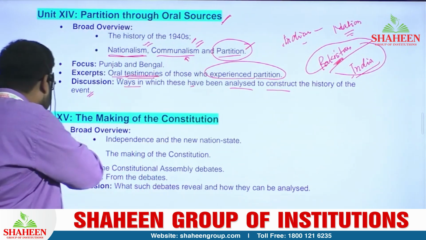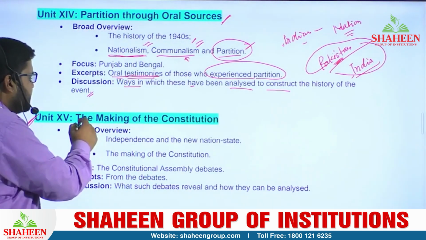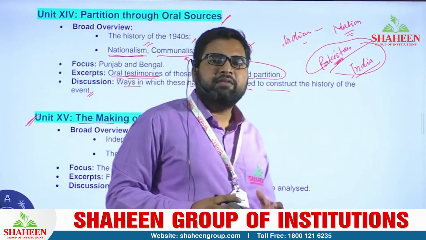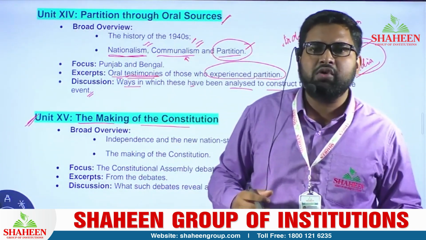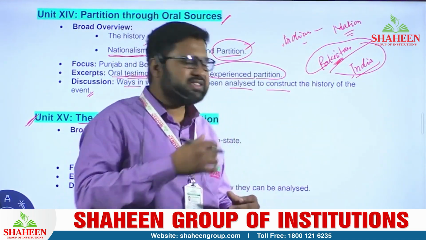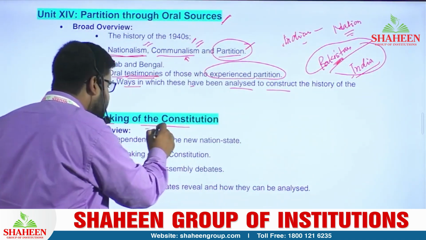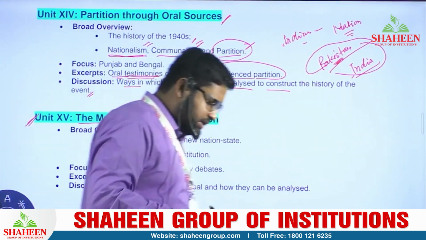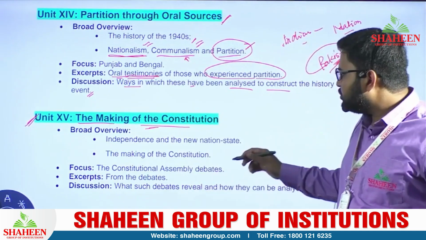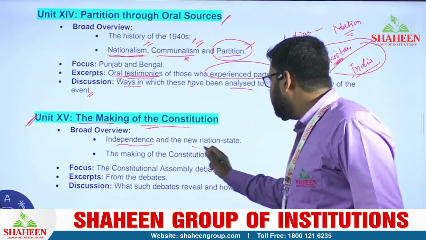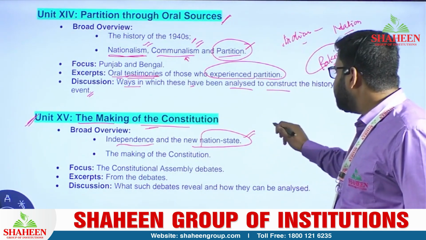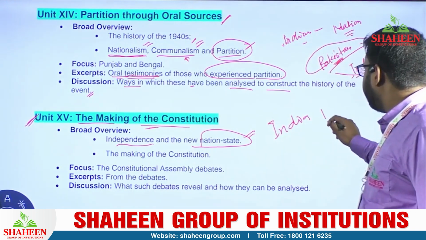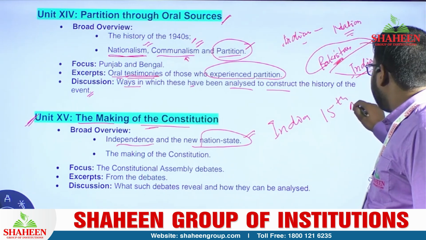And the last unit, which is mentioned in the NTA syllabus, the making of the constitution. After independence, we had a great challenge of how our country would be ruled. So we started making our own constitution that would be based on the Indian spirit, and Indian thinkers would be writing this constitution. So independence and the new nation state, India, was developed. India got its independence on 15th August 1947.